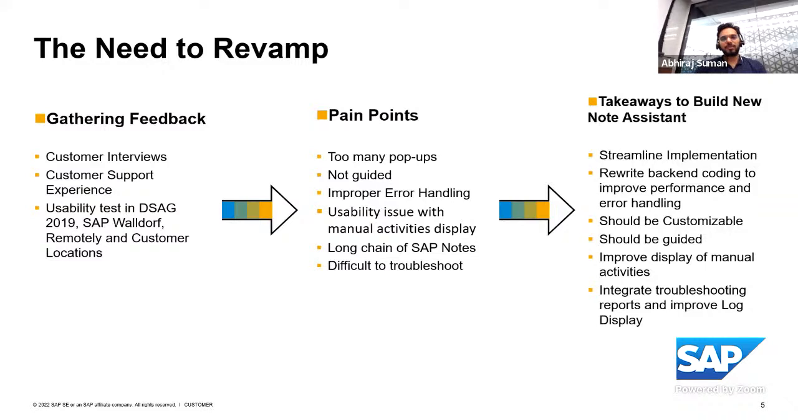a couple of takeaways were that we have a streamlined implementation, not only implementation, but we do have a streamlined de-implementation as well. We had to rewrite the backend coding to improve the performance in the error handling. And we also understood that the tool should be customizable because every user is different. The way of how the notes have to be implemented by every user can be different. The experience that they want to have with the tool should be different. So we also made sure that we make this customizable.